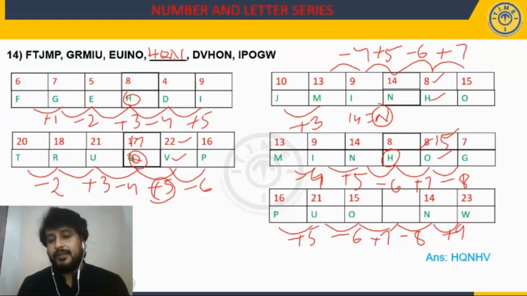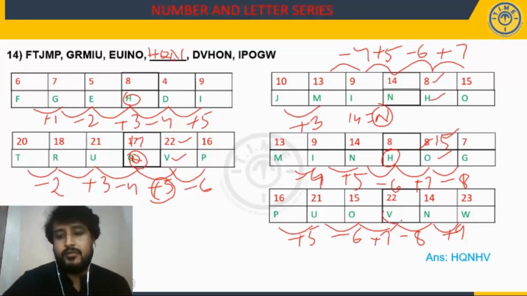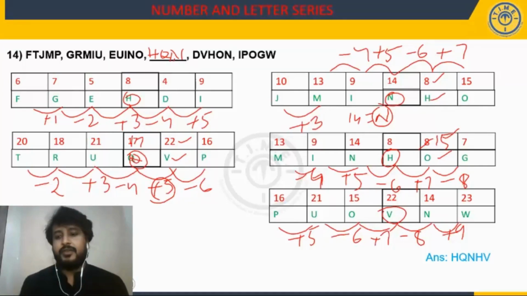Now 15 + 7 is 22. Which letter's place value is 22? V's place value is 22. So V. So what is my answer? H Q N H V. H Q N H V is our required answer.